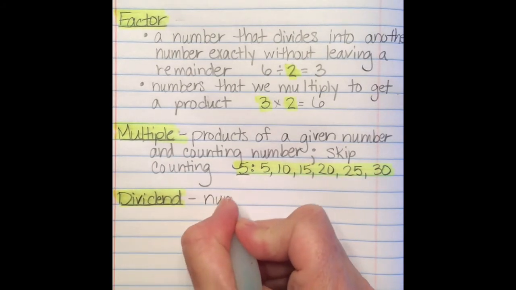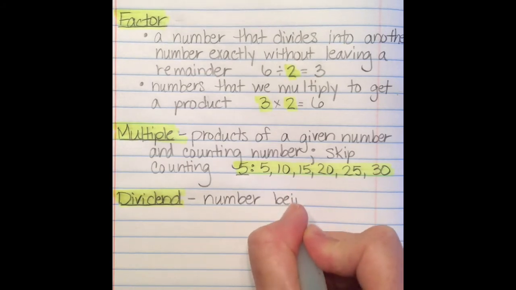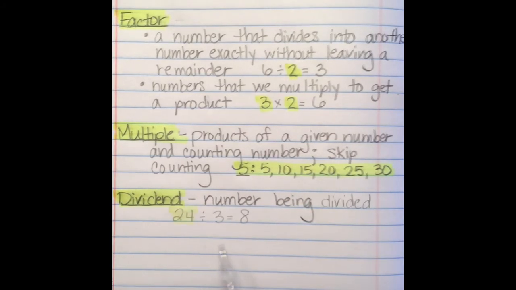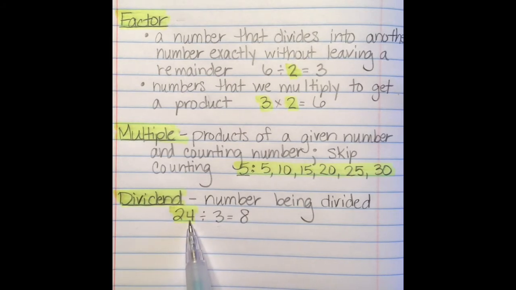The number being divided. So copy that down. So in this case, if I have 24 divided by 3 equals 8, the number that is being divided up is 24. So 24 is known as our dividend.